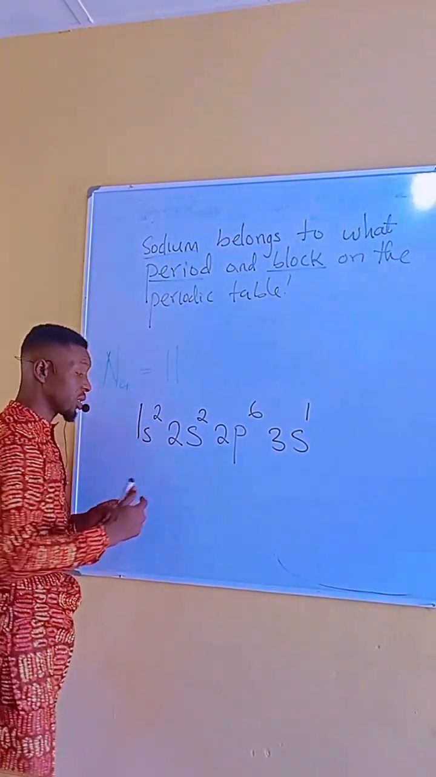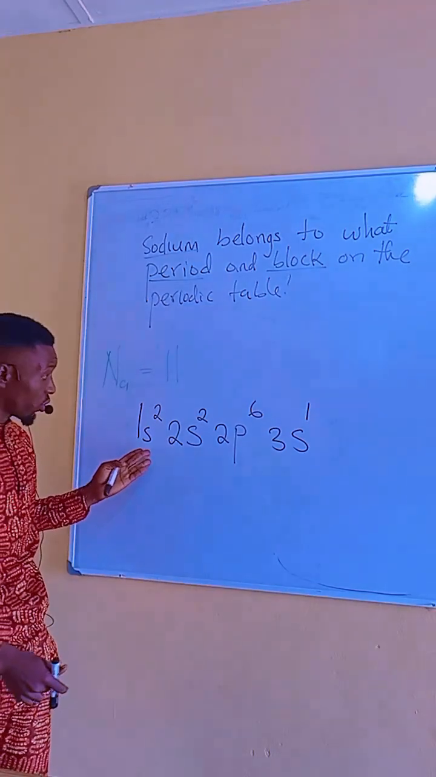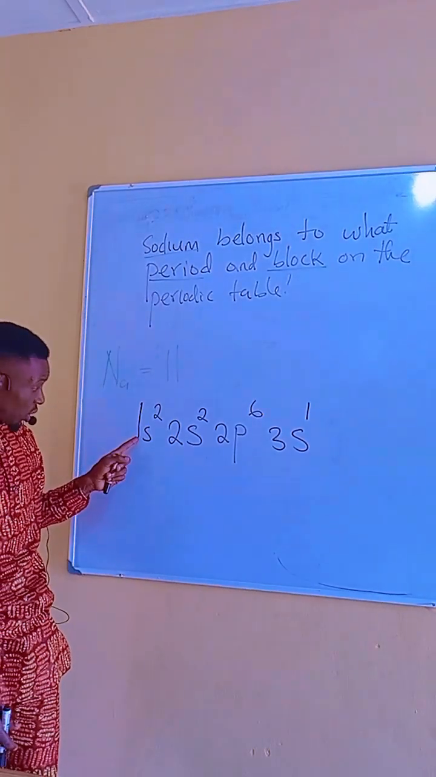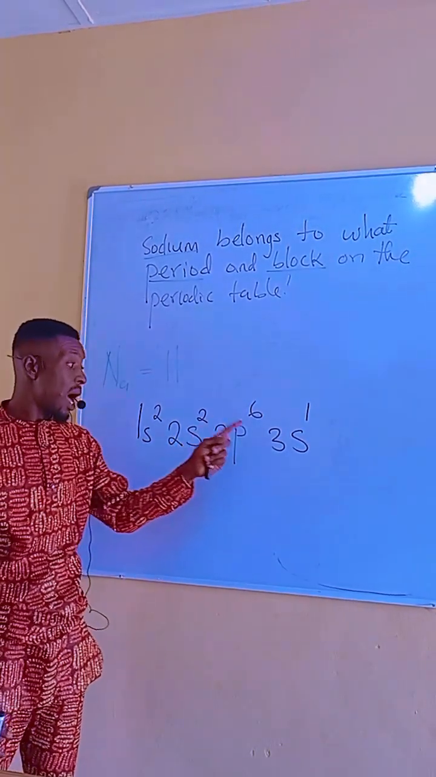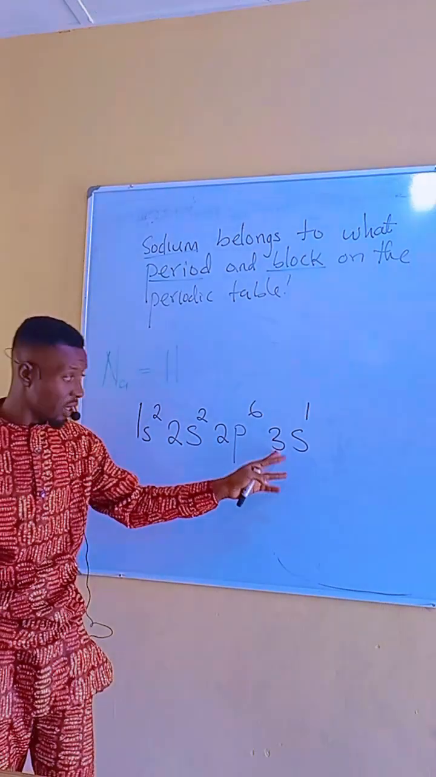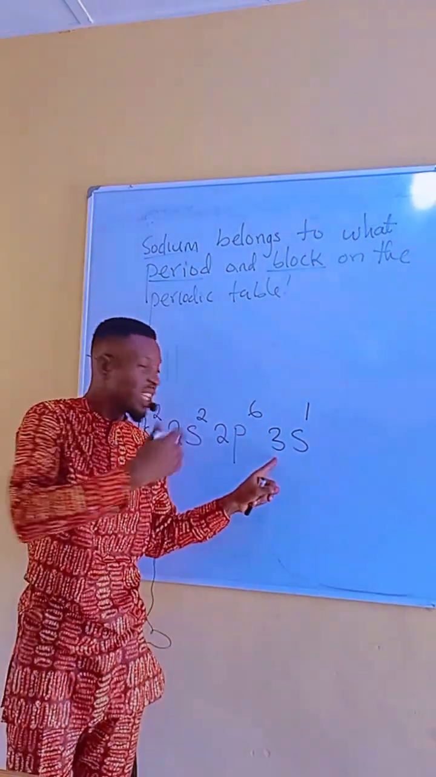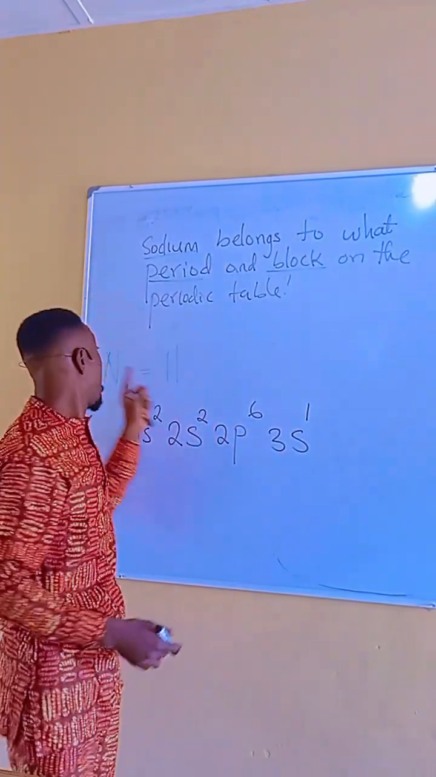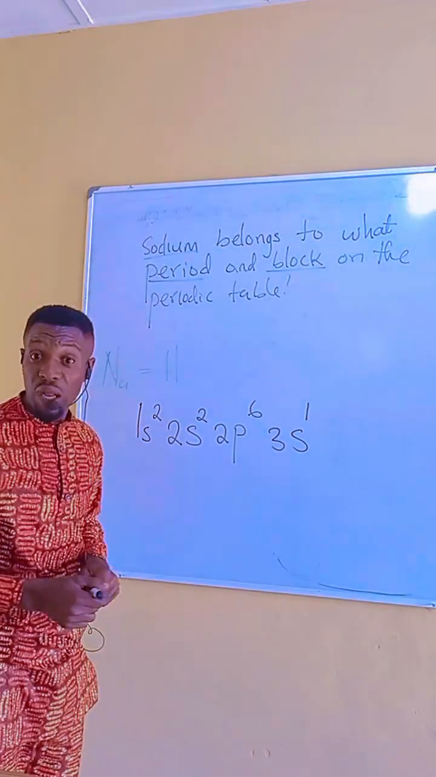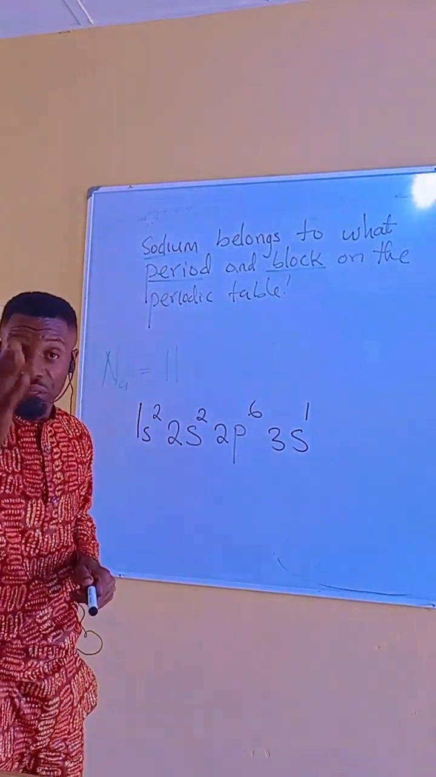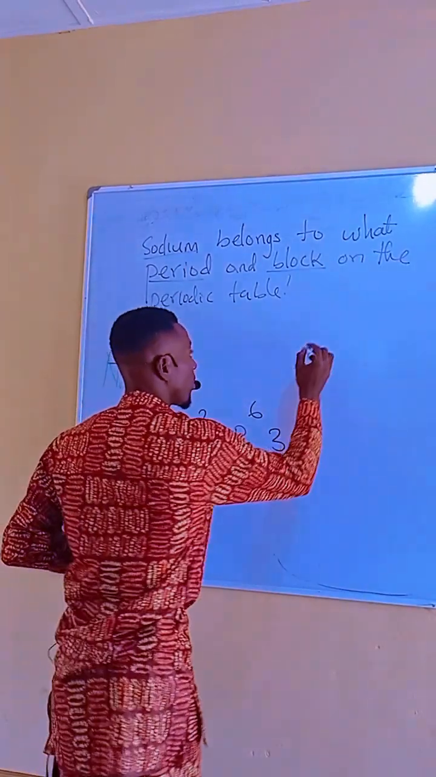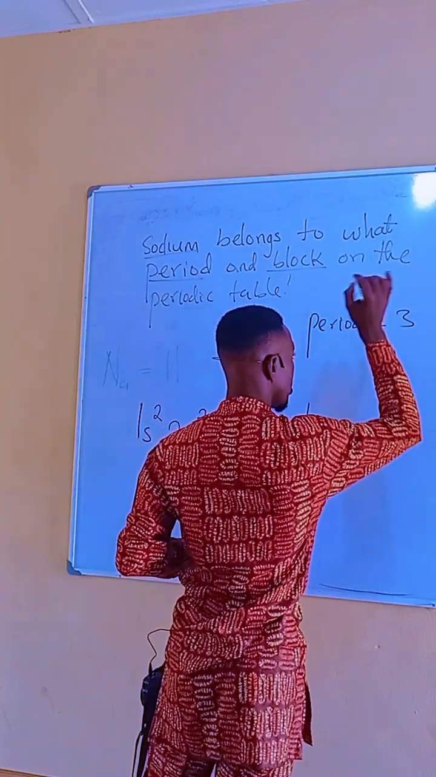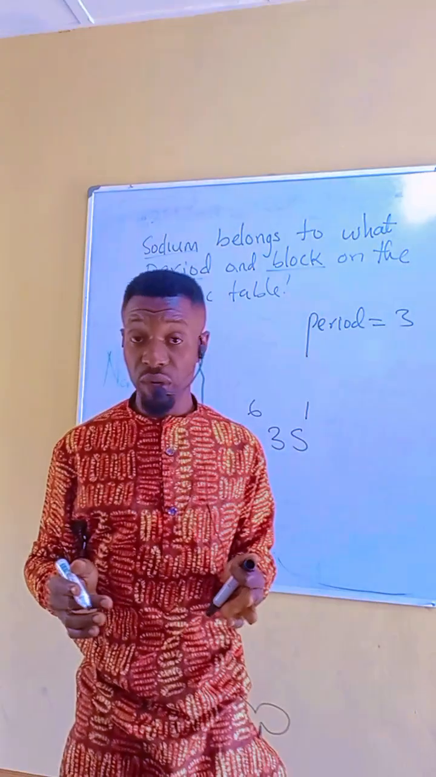So now, let's look at it. If you look at the electronic configuration of sodium, you will discover the first energy level is 1, the second energy level is 2, and the highest energy level is 3. So since the highest energy level here is 3, it therefore means that sodium is actually in period what? 3, the third period. So based on period, sodium is in the third period on the periodic table.